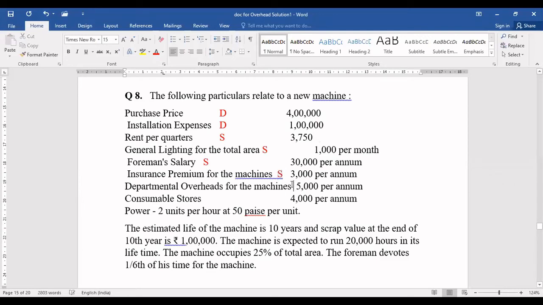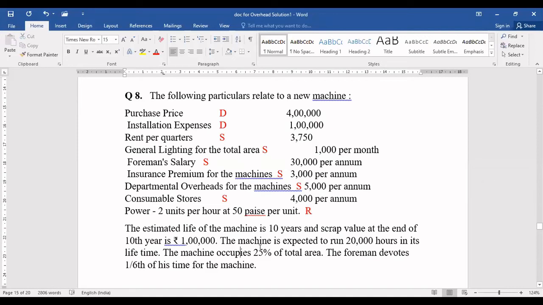There are some fixed expenses we have incurred for machines. It is standing. Then consumable stores, standing charge. Next one, power, running. Power is running. Very good, bacha. So right now we have two running charges and rest all standing charges. Yes or no? Yes, sir.